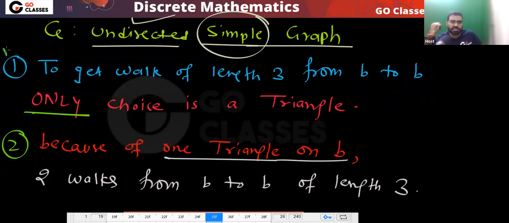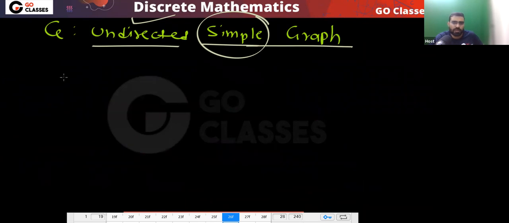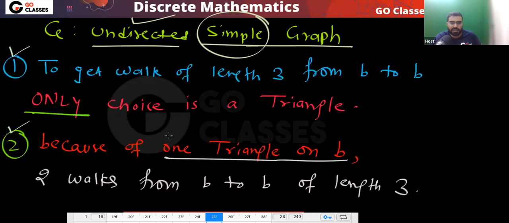So these two points, if you understood the first point and the second point, then you can easily see, tell me what will be the, so basically you will target A power 3 for walks of length 3. Who will target? Ultimately, your point is walks of length 3. So who will you target for walks of length 3?